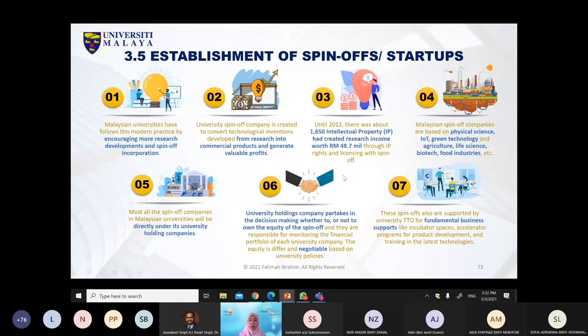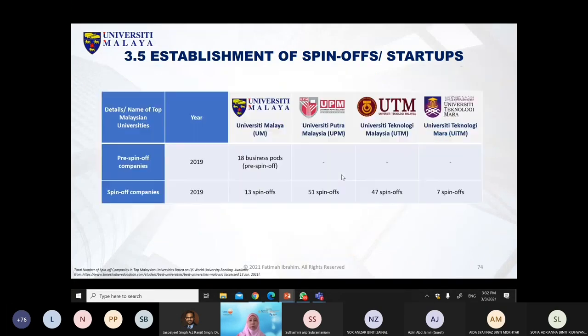So this is one of the wealth generation for the university, for the industry, and also for the country. So please grab the opportunity. So this is the establishment of the pre-spin-off that you have a spin-off in University Malaya.